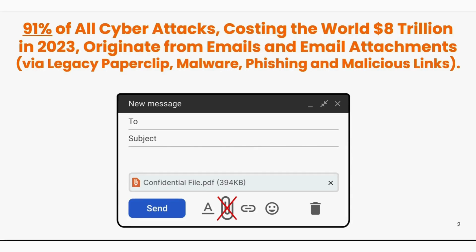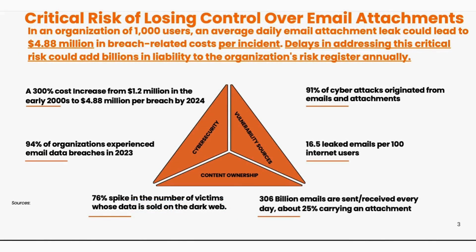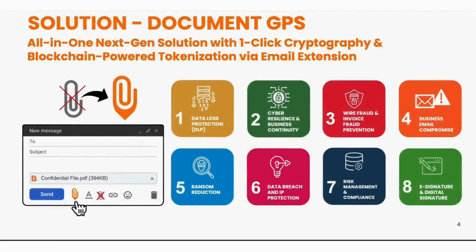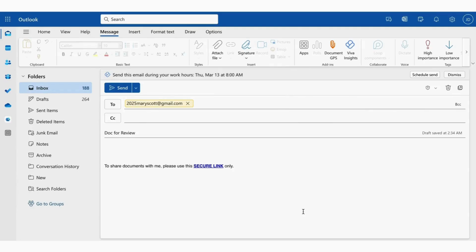Email attachments are the leading cause of data leaks, losses, IP theft, wire fraud, and cyber hacking. On average, a leaked email attachment can cost organizations $4.88 million per incident in breach-related expenses. Now you have an all-in-one next-generation solution, Document GPS, leveraging advanced cryptography and blockchain-powered tokenization. It even protects against emerging threats from AI and quantum computing. To help you understand how our system works, let's take a look at this.